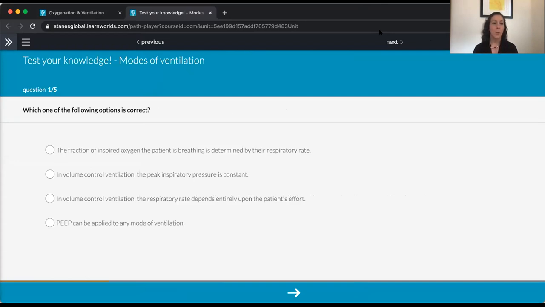Question number 1, which of the following options is correct? The FiO2 or fraction of inspired oxygen the patient is breathing is determined by their respiratory rate. Correct or not correct? In volume control ventilation, the peak inspiratory pressure is constant. In volume control ventilation, the respiratory rate depends entirely upon the patient's effort. Or the last one, PEEP can be applied to any mode of ventilation. Which of these is correct? Put it in the chat box, please. We'll give you 30 seconds.